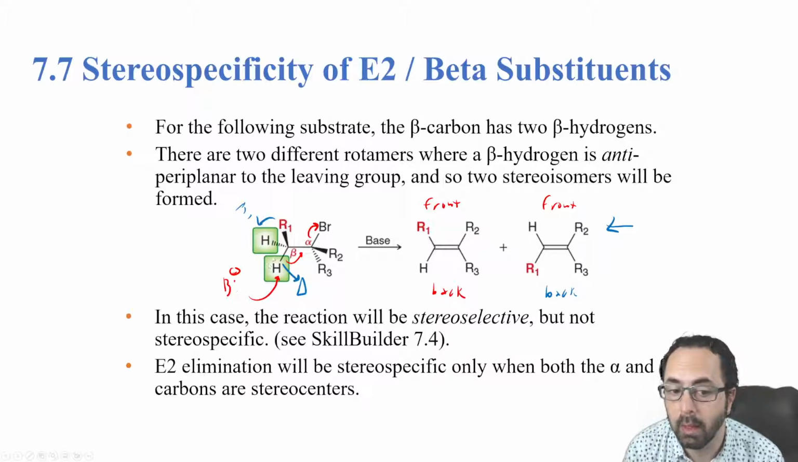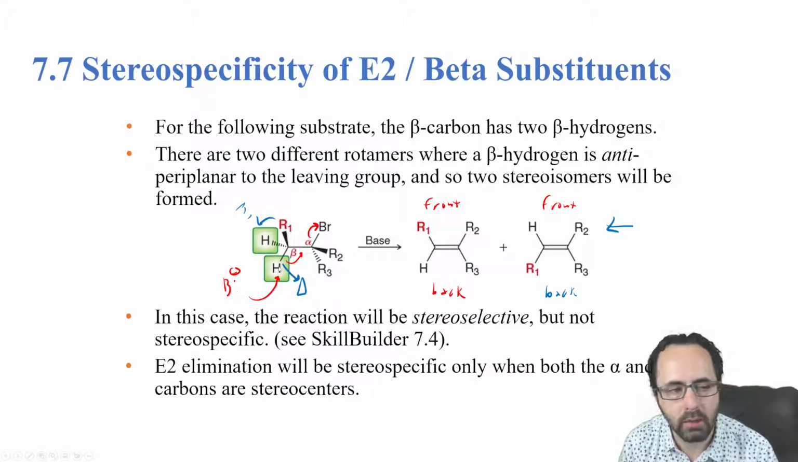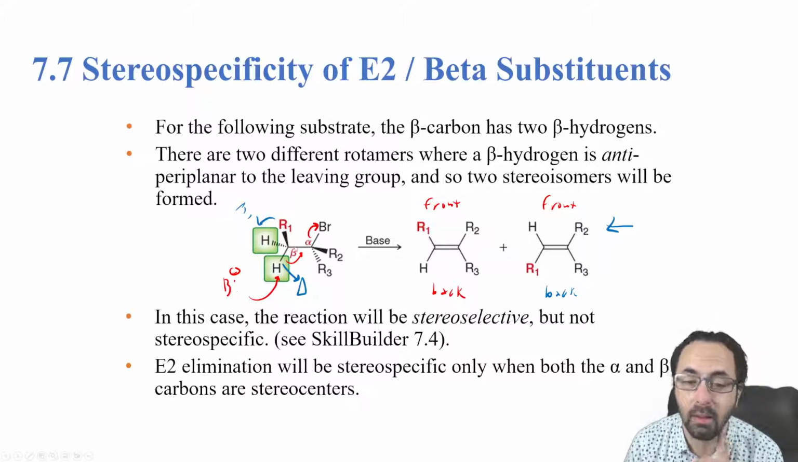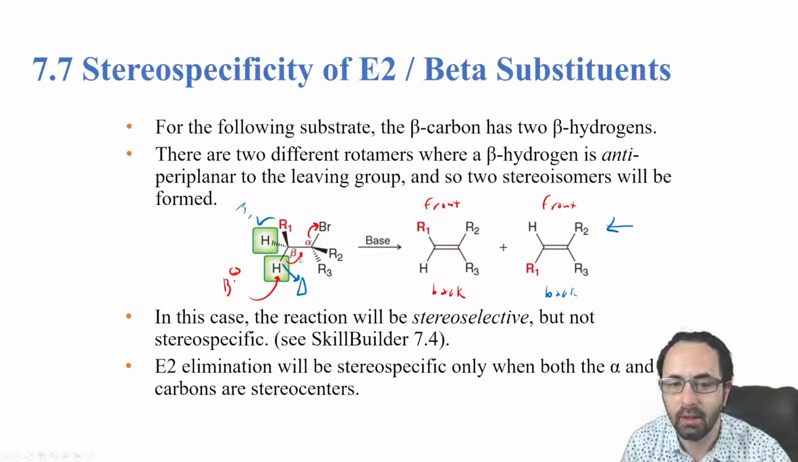Because we have two beta hydrogens. You have to watch out for stereospecificity when you only have one beta hydrogen. You have to watch out for it. There will be a problem like that. Guarantee it. I do want you to know about stereospecificity versus stereoselectivity. It will be stereospecific when there's only one hydrogen. It will be stereoselective when there's more than one.